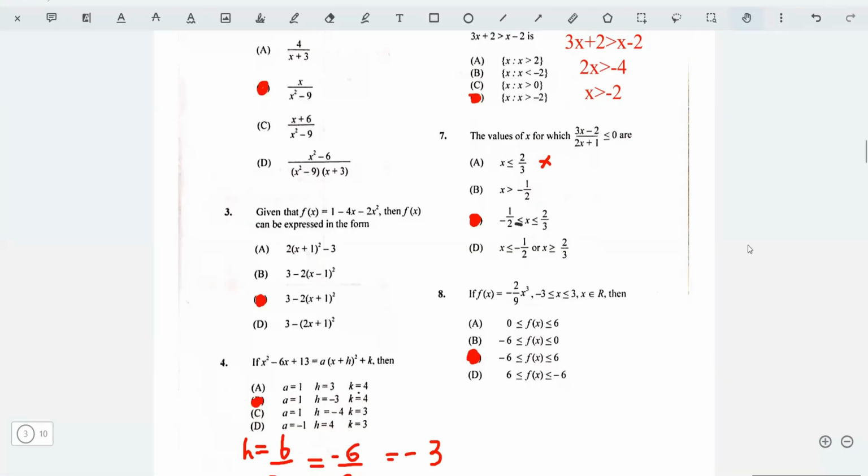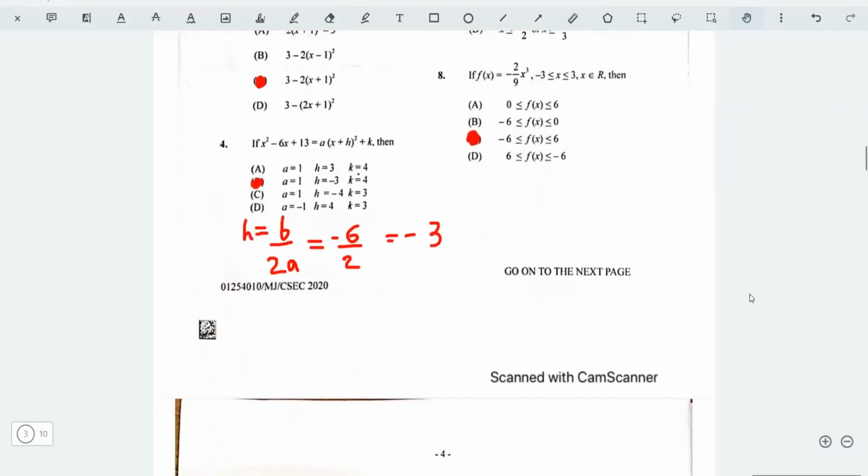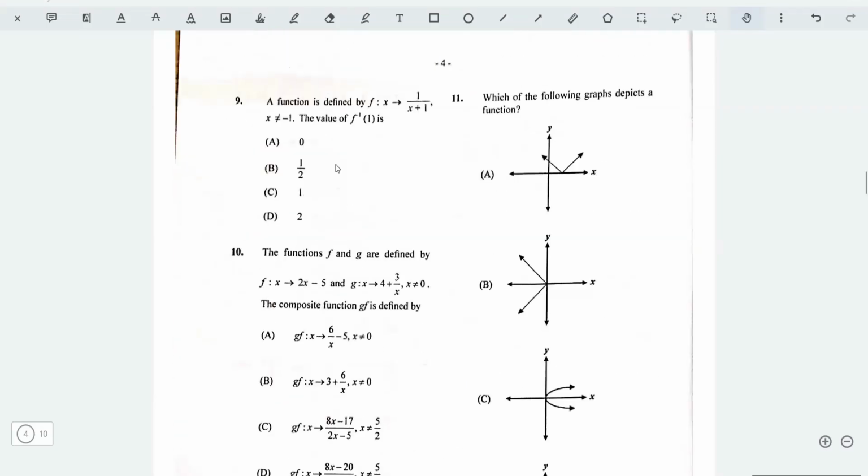All right, so we finished the first 8 questions. So we're moving right along. This is now question 9. It says a function is defined by f of x is 1 over x plus 1, and we need to find f inverse of 1. There are 2 ways we can do this question. To find f inverse of 1, they're asking you to solve f of x equal to 1.